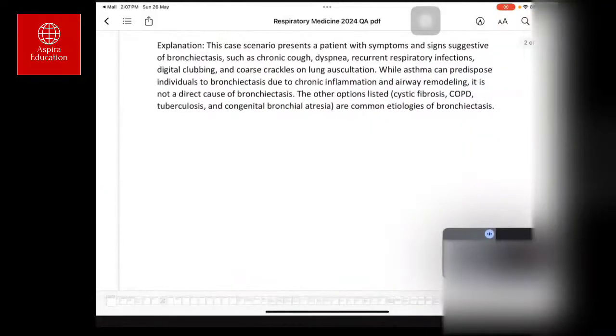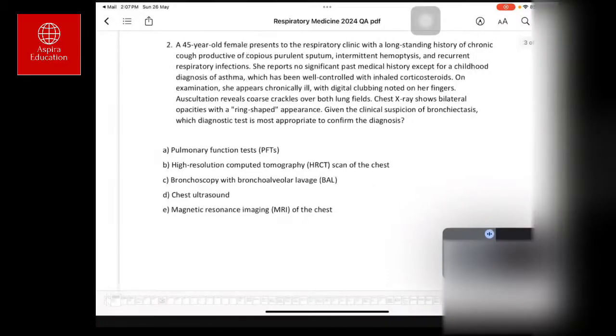So this is basically how we rule out etiologies. These are as basic questions as possible that come in an MRCP, and they are very simple, but we tend to not do them, and hence we lose marks there because sometimes we are not paying attention.